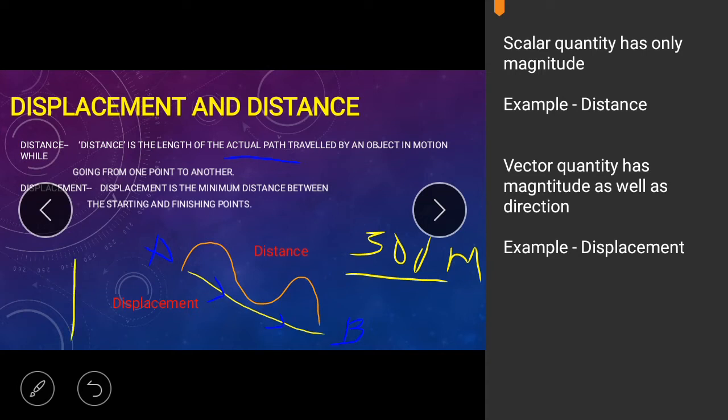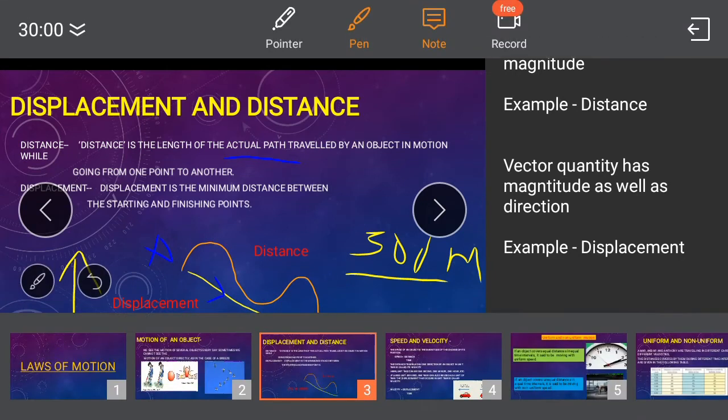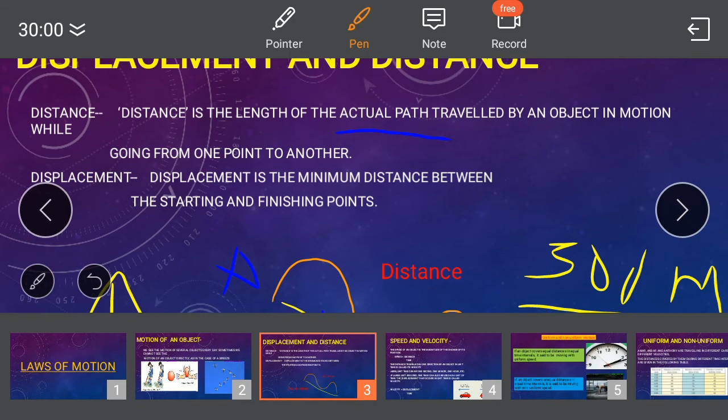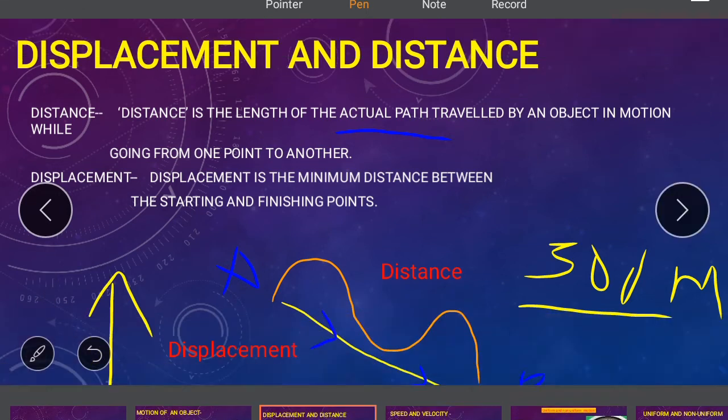No. If I mention that a person traveled 500 meter towards north, I'm giving the value, 500 meter, as well as the direction. Such a quantity is called a vector quantity. Okay, you got the difference between scalar and vectors. Scalar only has value and vector has value as well as direction. Very good students. If you have any doubt regarding this concept, please let me know in the comments.